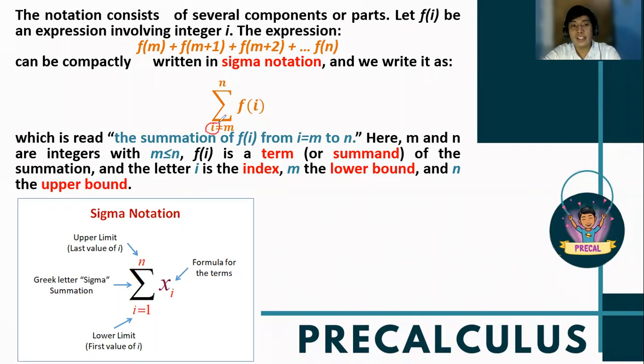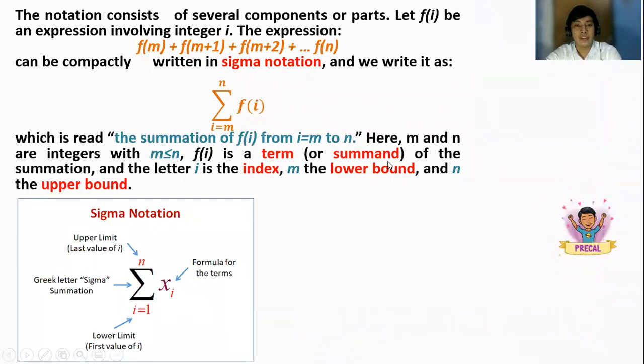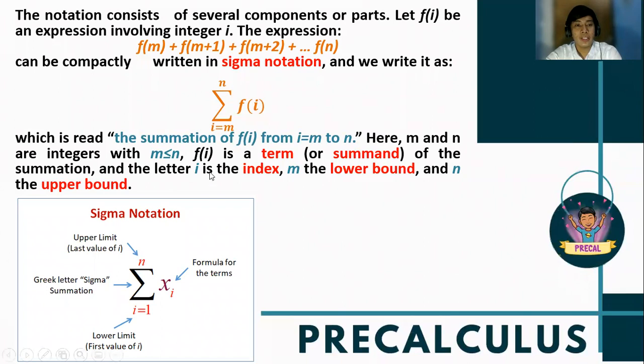And I is the index. Sometimes, aside from letter I, we can also use X, N, J, or K as representations for the index. The given function is located after the sigma notation. And every term in the sequence is called the summand of the summation.